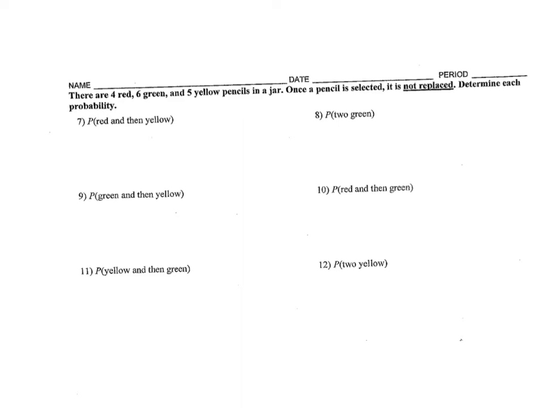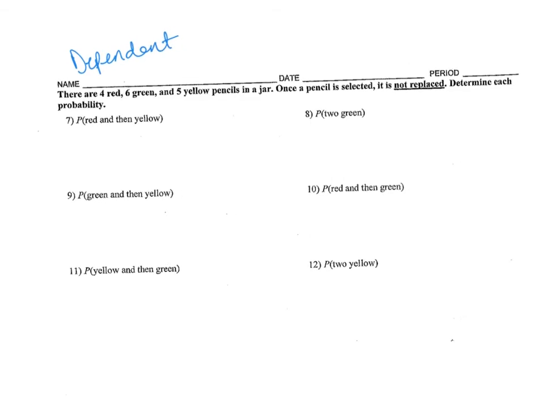So this back page, the front page was independent. These are all dependent events, so they're going to depend on each other. Dependent. I think I'm spelling dependent wrong, you guys. Dependent. Looks right, somehow.